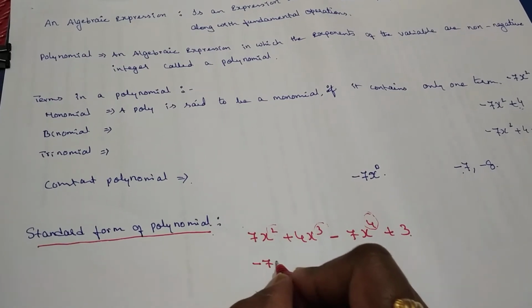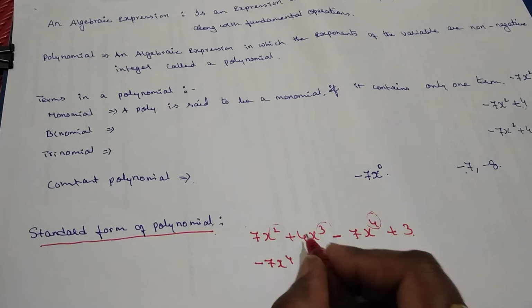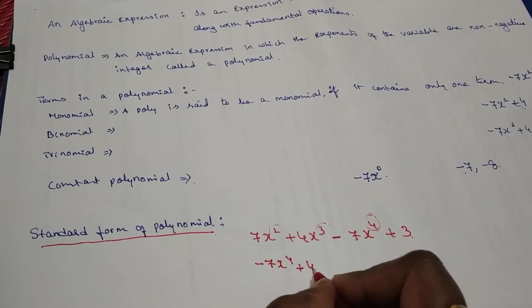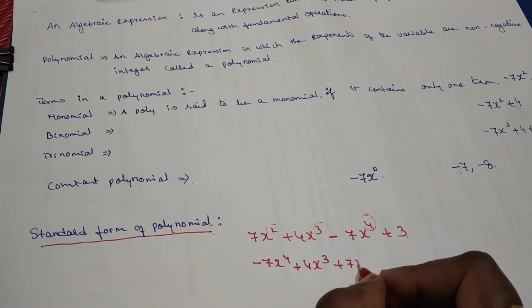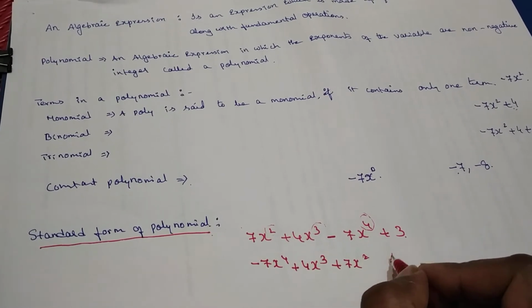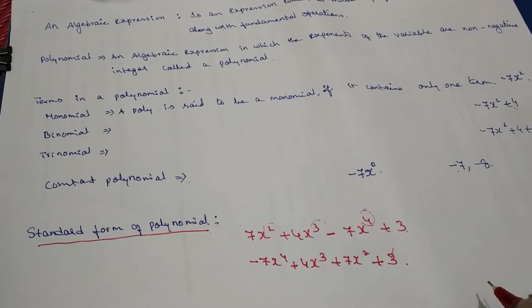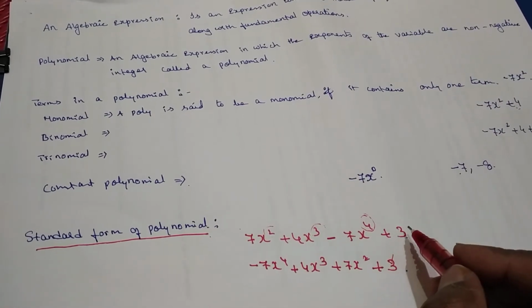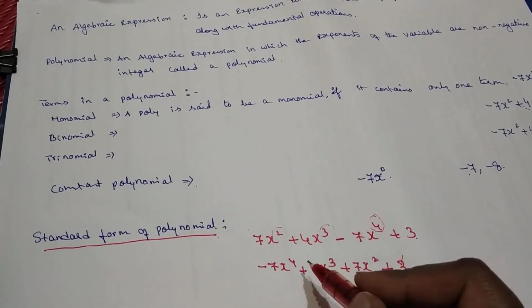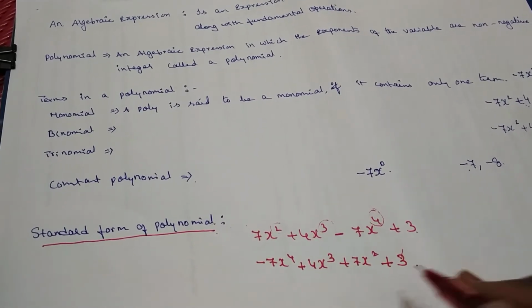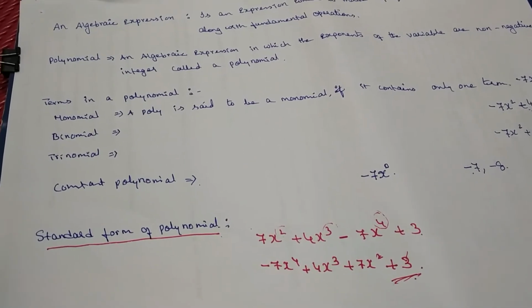Minus 7x to the power of 4, decreasing order. After 4, 3. So 4x cube, then plus 7x square. Here it should be power 1, but that term we don't have. So leaving that, the constant term. So rearranging the polynomial into this form, powers of variables written in decreasing order, this polynomial is said to be a polynomial in the standard form.